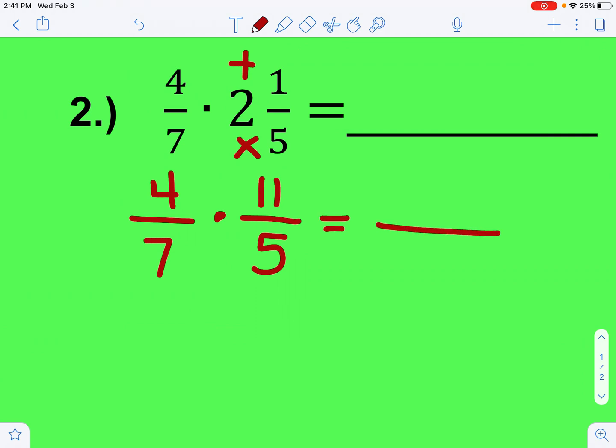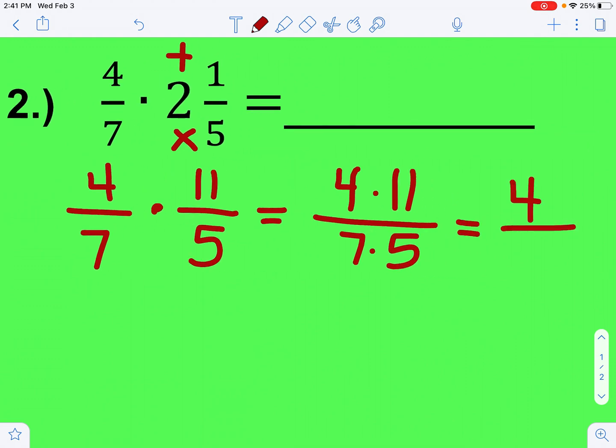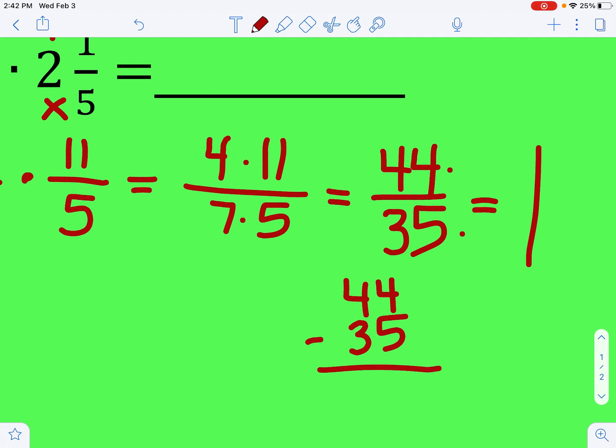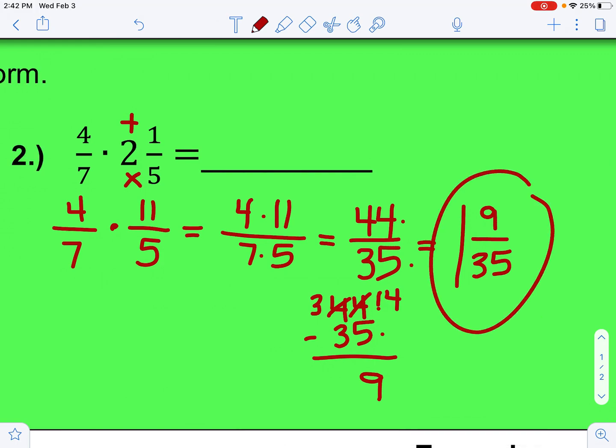Let's go ahead and multiply. We take 4 times 11 all over 7 times 5. 4 times 11 is 44. 7 times 5 is 35. 35 fits inside 44 one whole time. Let's subtract those two numbers to figure out how many are left over. I can't do 4 minus 5, so I need to borrow. 14 minus 5 is 9. 3 minus 3 is 0. So we get 9 over 35. Our answer is 1 and 9 over 35.